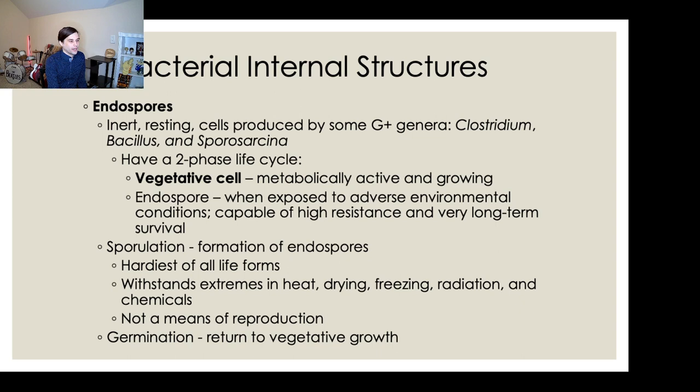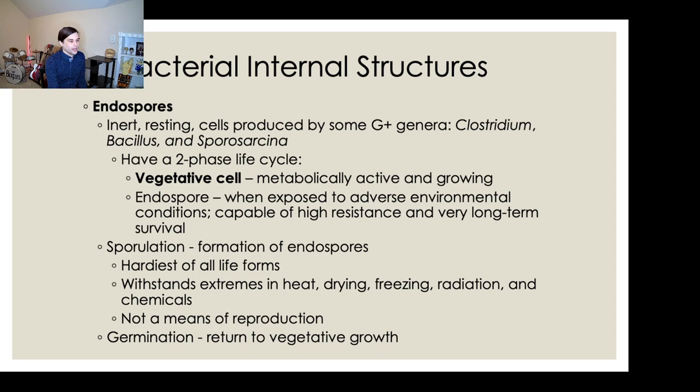colony for itself. Now, these endospores, once again, are only produced by gram-positive rods, but only some of them produce them. So Clostridium, Bacillus, Sporosarcina, or another one. Those are some of the very common genera that produce them from the gram-positives. Now, if you can produce endospores, the endospores will be produced in something called the sporulation cycle. And that's the formation of an endospore.